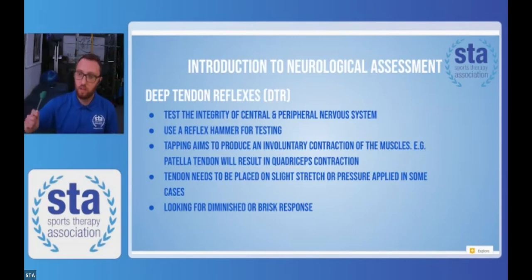So the point of this is to test the integrity of the central and the peripheral nervous system, because when you're hitting, it sends a signal back to the spine, which sends a reflex muscle contraction to the muscle. So for instance, if I'm testing patella tap on the patella tendon, I hit the patella tendon, it sends a signal back to my spine, which then sends a signal back to contract my quadriceps. That's why you get the kick out, and it's involuntary.